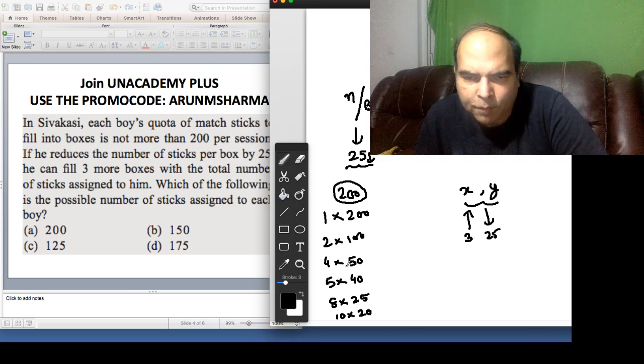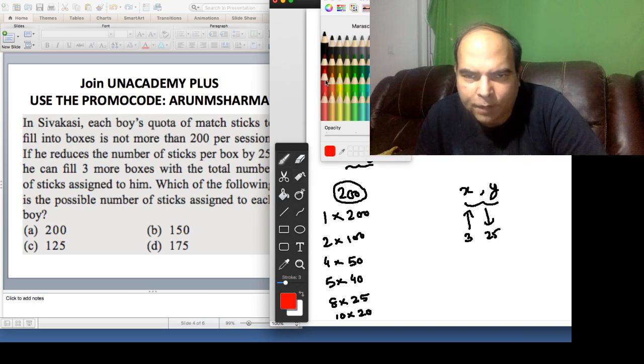So if you look for a 25 drop, you can see a 25 drop happening here from 50 to 25. But a corresponding plus 3 is not happening here, because that's a plus 4. And the question is saying plus 3 here. So 200 does not work in this case.